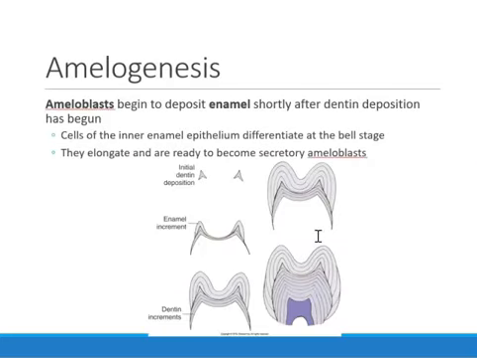Okay, let's find some more stuff to talk about. Let's look at this term, amelogenesis, which means the formation of enamel. So the ameloblasts, what do they deposit? They deposit enamel shortly after dentin deposition has begun. So dentin is getting put in, and once a little bit of dentin is put in increments, then enamel starts coming in.